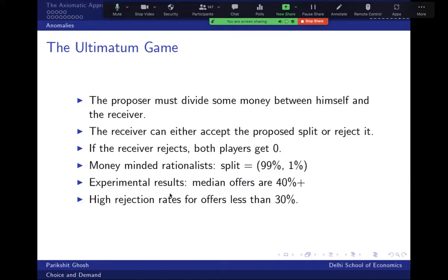The experimental results show that most of the time, the proposals, first of all, are close to a 50-50 split, in the vicinity. The median offers are higher than 40% to the other guy. And for the small subset of cases where the proposer tries to get away with a big share, like 70% or more, the rejection rates are actually very high. So as a proposer, even if you were totally selfish, you should be very wary about proposing extreme divisions, because it's very likely to be rejected. So the ultimatum game shows that totally selfish, money-maximizing behavior in a rational way doesn't seem to be going on with most people.